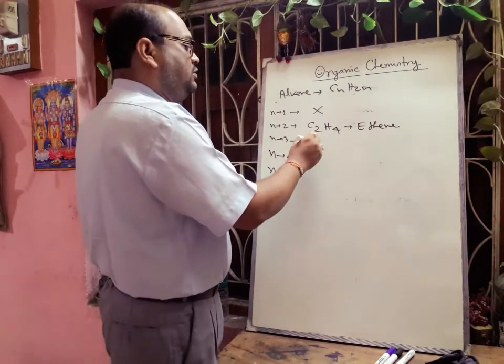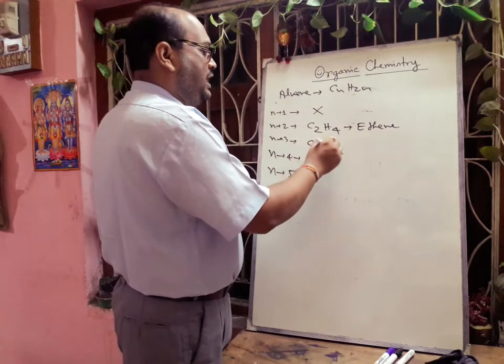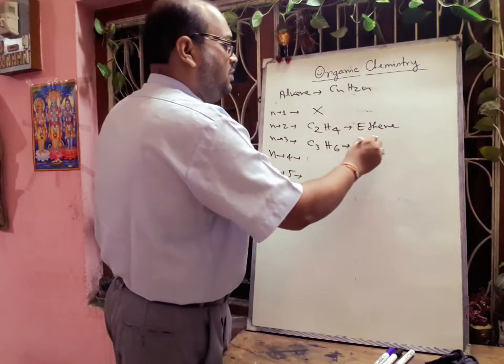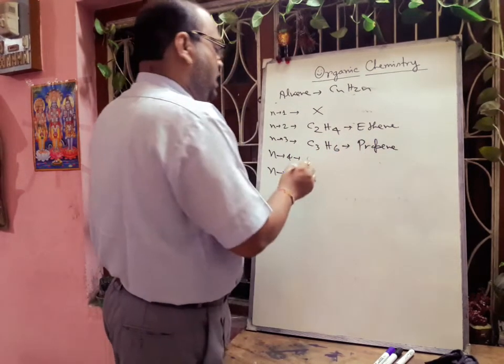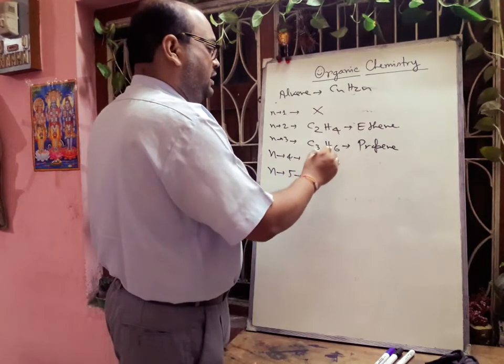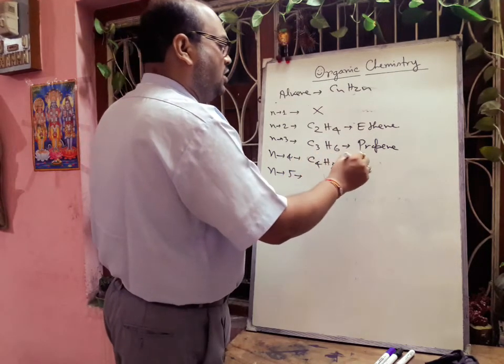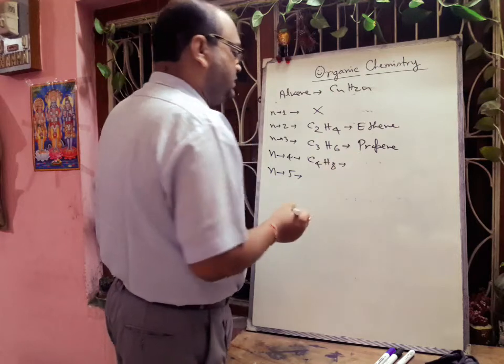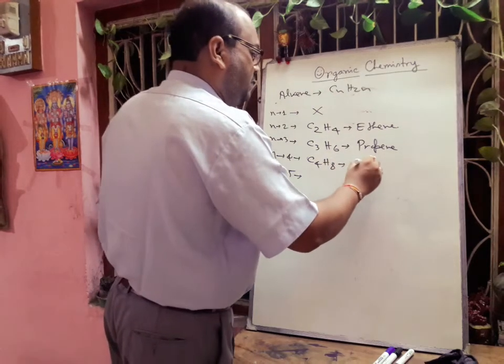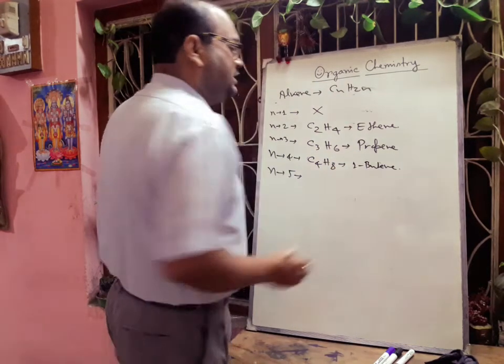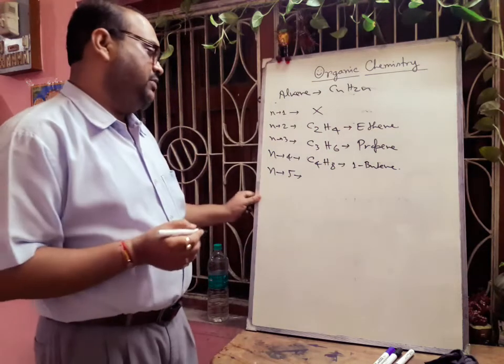And when n is equal to 3, it will be C3H6. This one is called propene. And when C4H8 is there, this is called butene. Butene means here we are considering 1-butene. It may have isomers. When I discuss the isomers, then you can understand 1-butene.